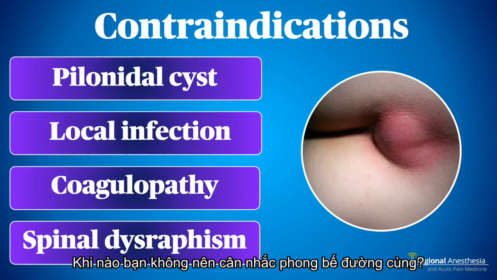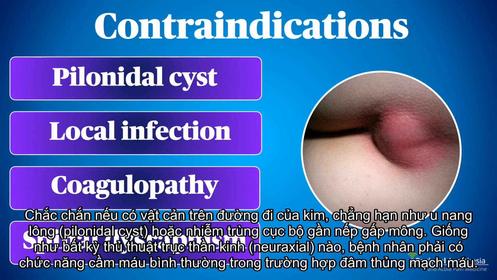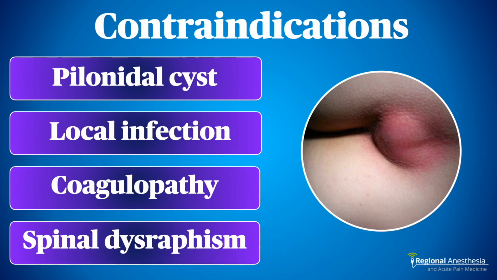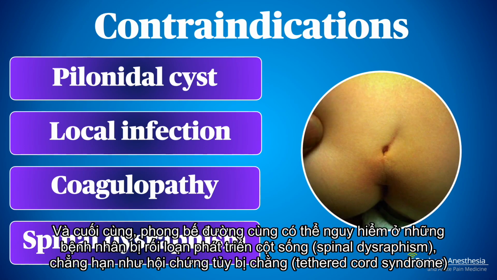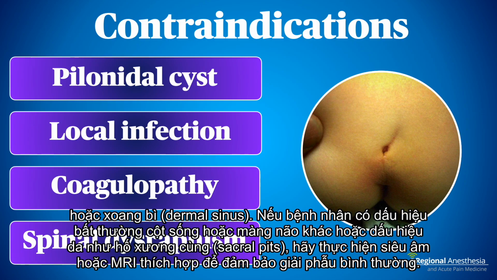When should you not consider a caudal block? Well, certainly if there's something in the needle path, such as a pilonidal cyst or local infection by the gluteal cleft. Like any neuraxial procedure, the patient must have normal hemostasis in case of vessel puncture. And finally, caudal blocks can be dangerous in patients with spinal dysraphism, such as tethered cord syndrome or dermal sinus. If a patient has signs of other spinal or meningeal anomalies or cutaneous stigmata such as sacral pits, get a proper ultrasound or MRI exam to ensure normal anatomy.